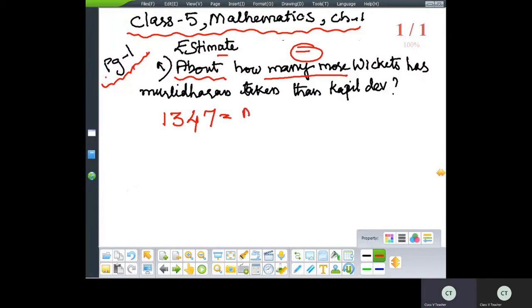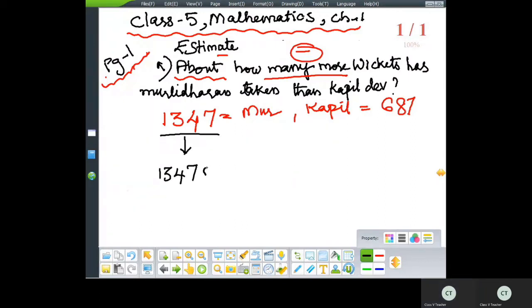1347. This is Muralidharan's. Okay. Then what are the wickets taken by Kapil Dev? Kapil Dev has taken how much? 680. Okay. So now we went on with the wickets of both the players. Now rounding off to the nearest 1000, because it is a 4-digit number. So let me round off to the nearest 1000 or 100. If I go on with the hundreds, I'll get it here as nearest to 1300. Yes, estimated values can be done orally in your mind.